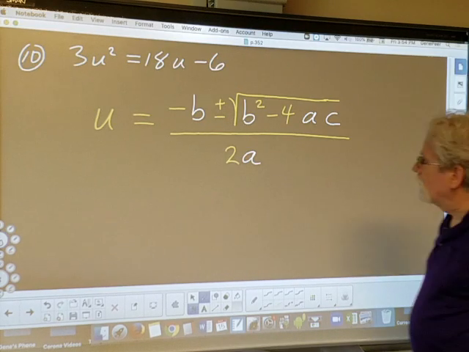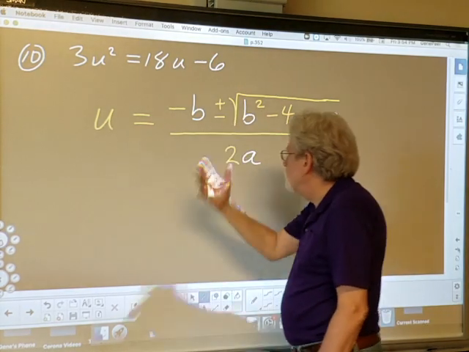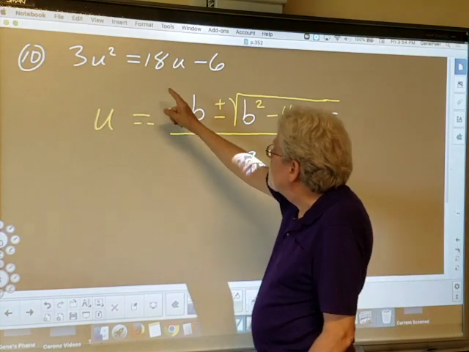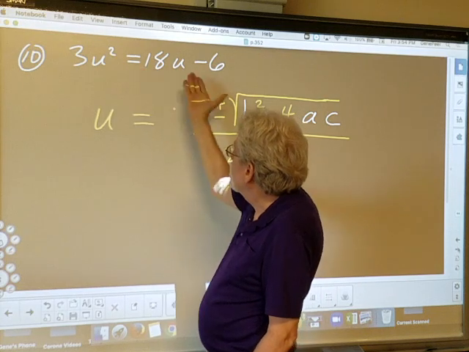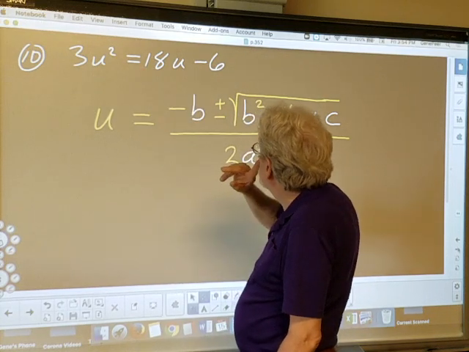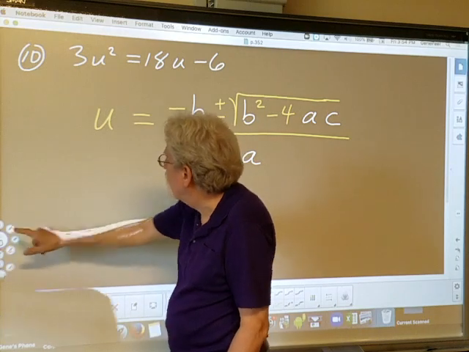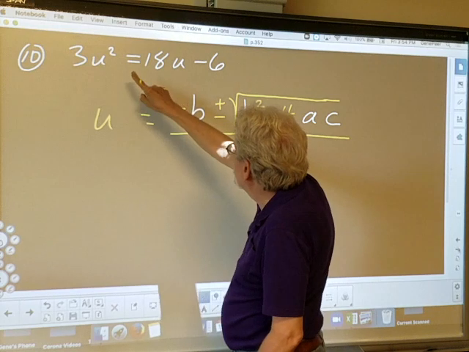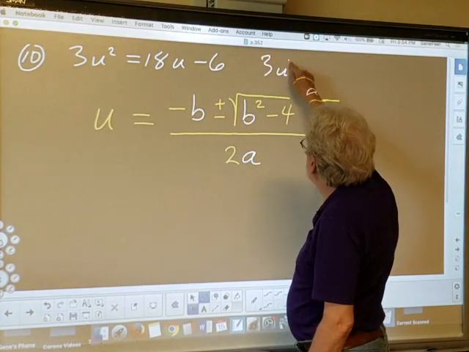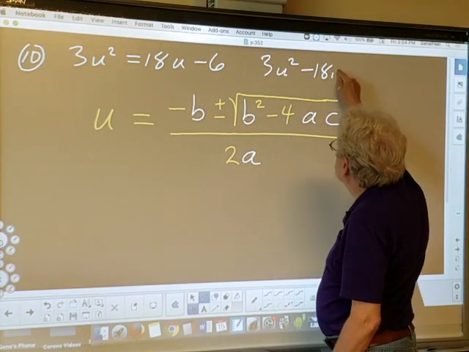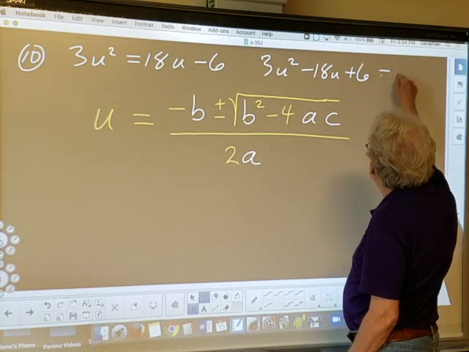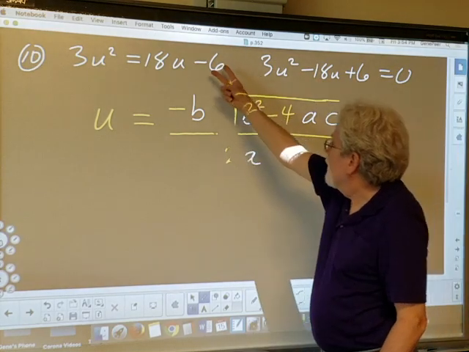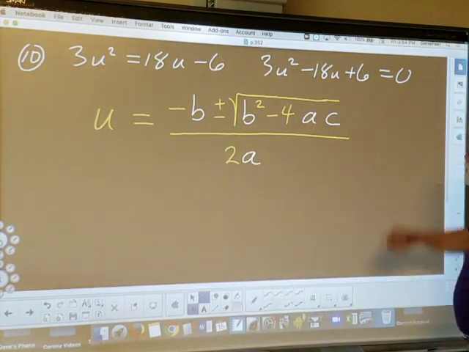Number 10. Again, this time the variable is u, so I changed this to a u. No big deal. Before we plug in our numbers, we need to rearrange this. There's no 0 on one side. We're going to subtract 18u and add 6. So we'll have 3u squared minus 18u plus 6 now equals 0.